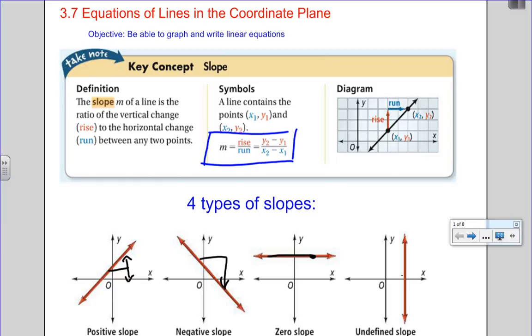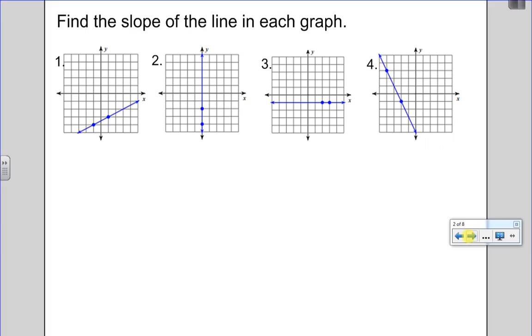This one, as I move to the right, what happens? Oops, I lose the line. I will never ever find the line because it's going straight up and down. We call that an undefined slope because it disappears once we move to the right or left at all. So straight up and down is undefined. That is not a function.